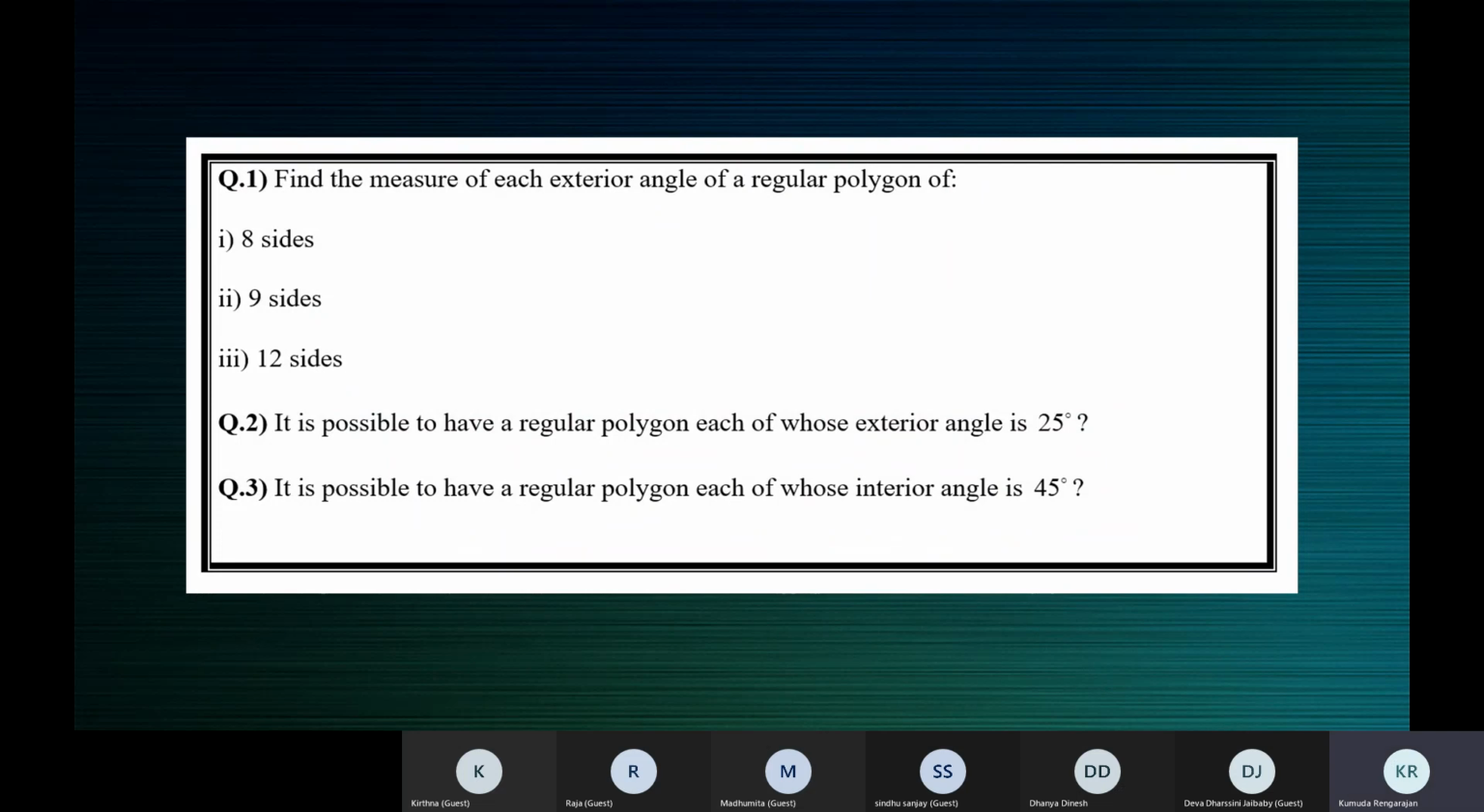Yes, children, tell me. We'll answer the third one. In question number 1, let's do the third one.